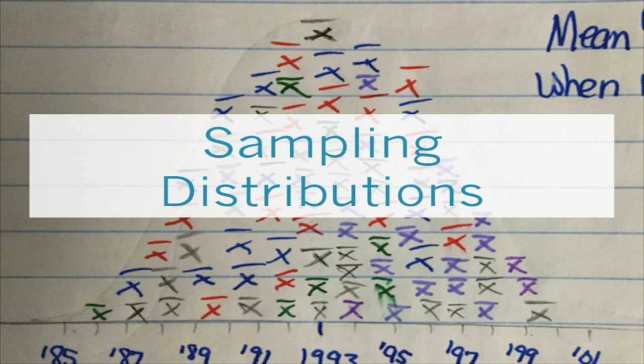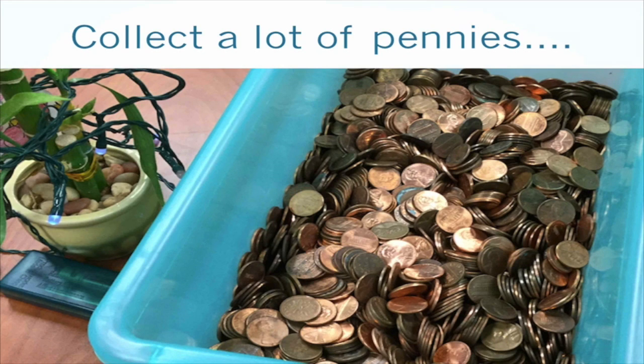Here's an activity that our statistics classes did to understand sampling distributions. Activities like this are referenced in several books like The Practice of Statistics and Activity-Based Statistics. Step 1. Collect a lot of pennies. Put them in a bin and mix them well.